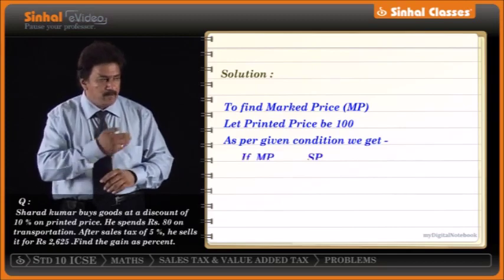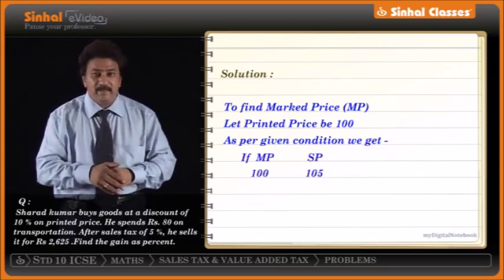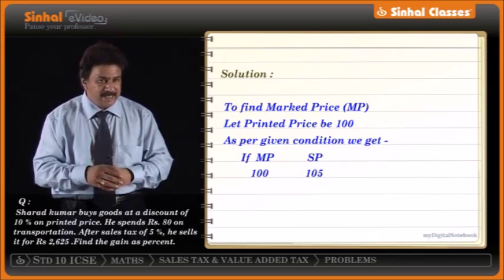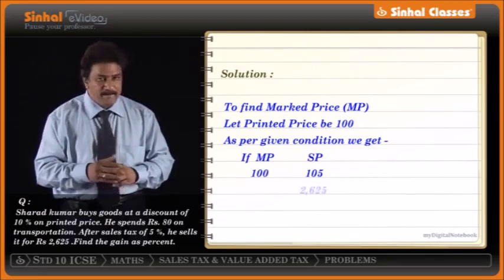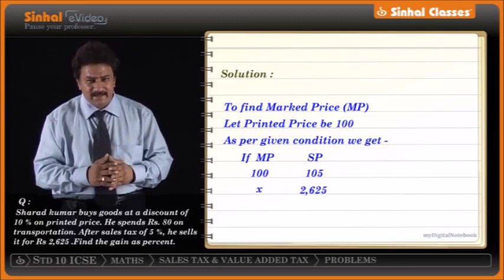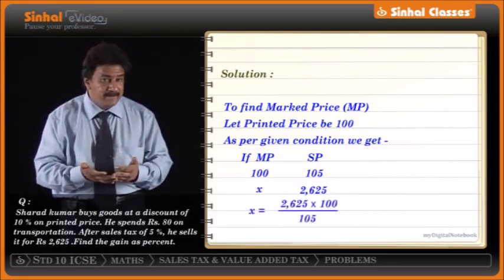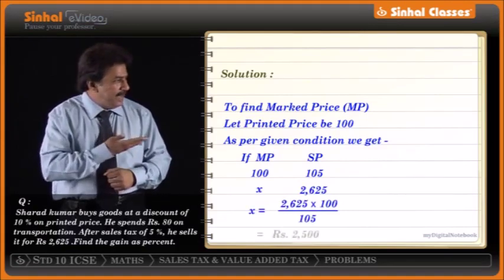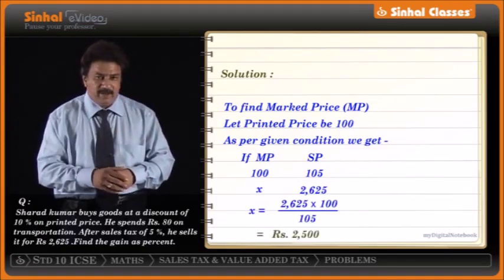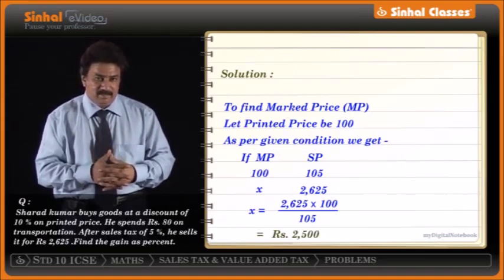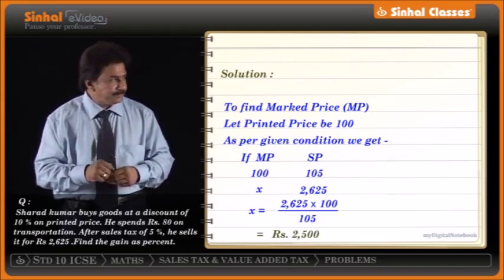If mark price is taken as 100, selling price is coming to rupees 105. But if the selling price is rupees 2625, what will be the mark price? After cross multiplication and further simplification, I get the answer X is 2500. Now this 2500 is nothing but the mark price.